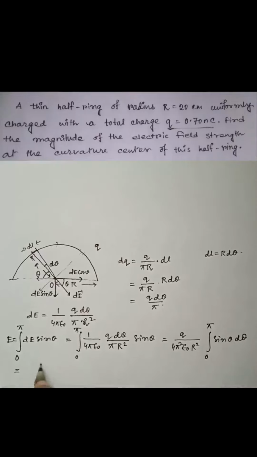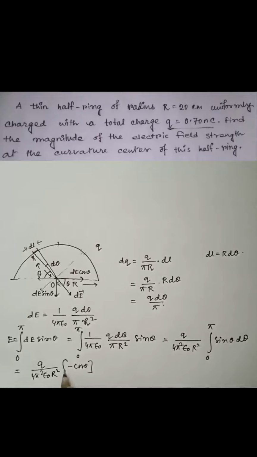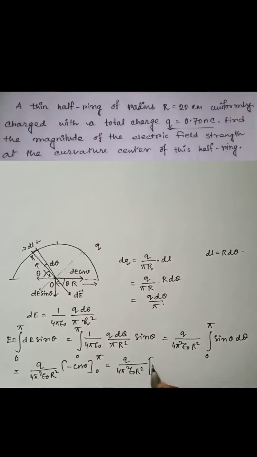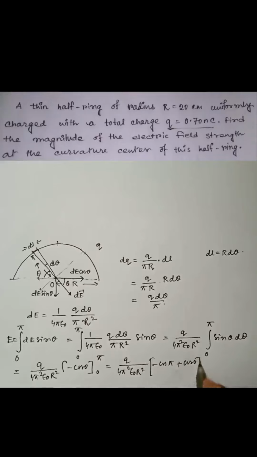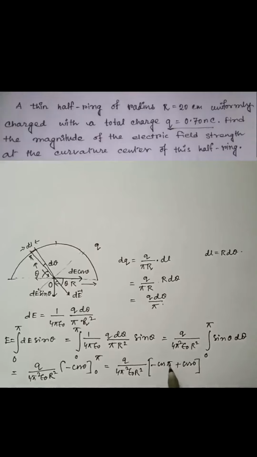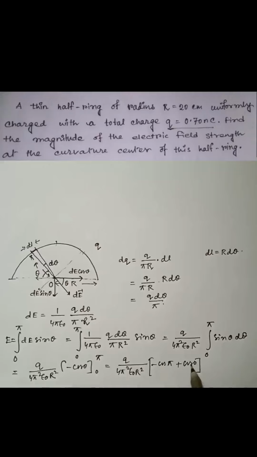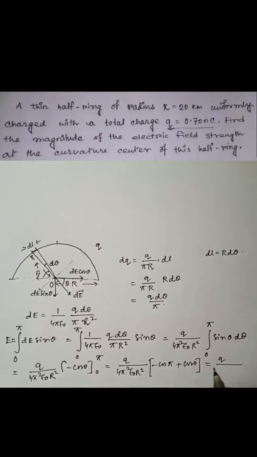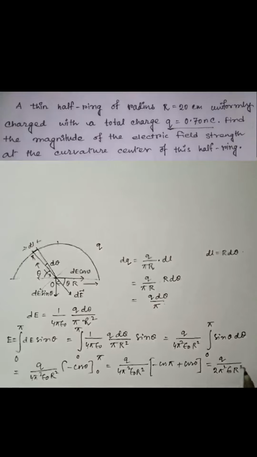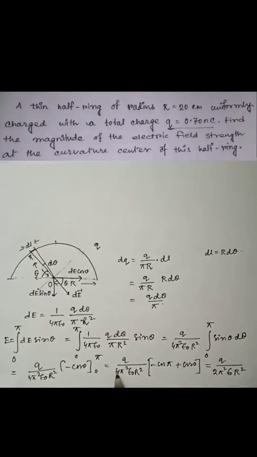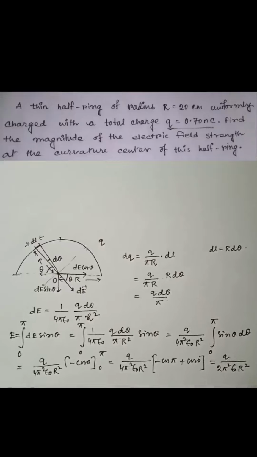Let's perform the integration. This is my constant part, and the integration of sin theta will give me minus cos theta, and let's put the limits pi and 0. So q by 4 pi square epsilon naught r square times minus cos pi plus cos 0. Now as cos pi is equal to minus 1, minus cos pi equals plus 1, and cos 0 is also equal to plus 1. So I will get 2 in the numerator. After calculating, I will get q by 2 pi square epsilon naught r square. We just cancel this 2 with this 4 and get 2 in the denominator. So this is my value of the integration, and this is the value of the electric field at O.